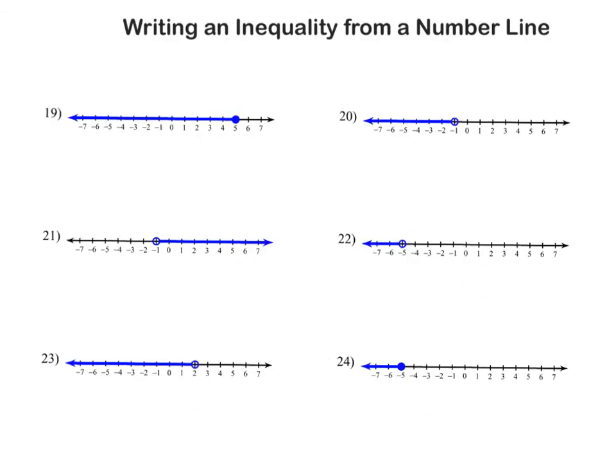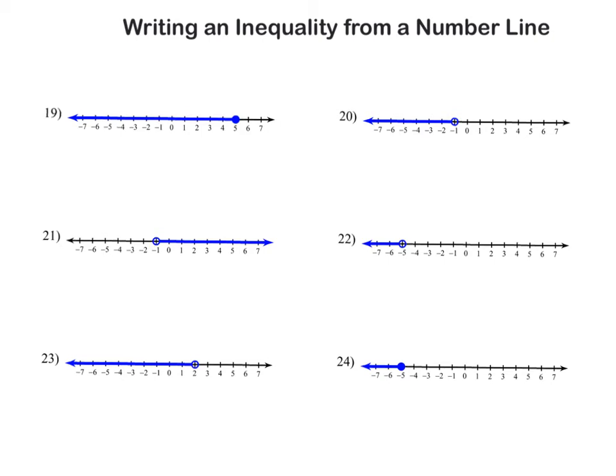Now we're going to look at writing an inequality from a number line. So we're going to go backwards to what we were just doing. This time they gave us the number line. They want to know what the inequality is. Remember, you can use any variable. I will try to mix up the variables I use, but I sometimes like to stick with x, just out of habit. So in this first one, whatever the dot is, that's the number I'm going to use.